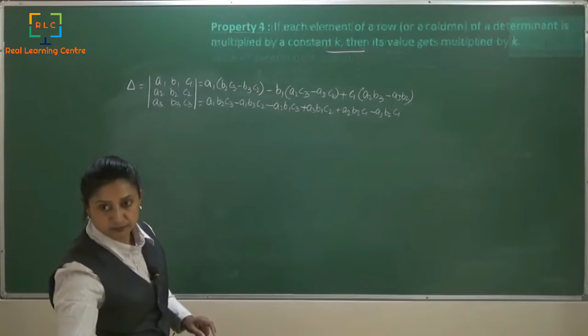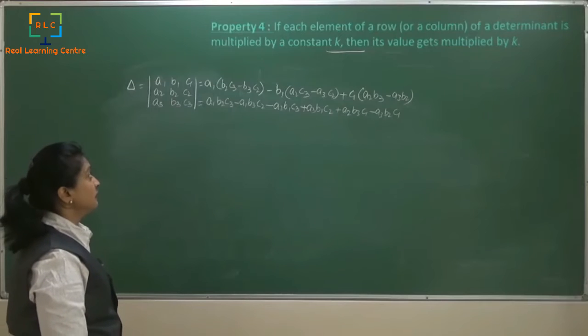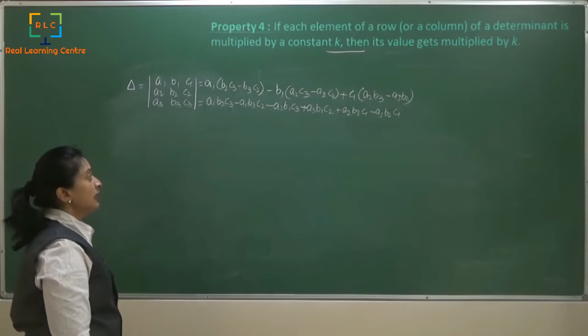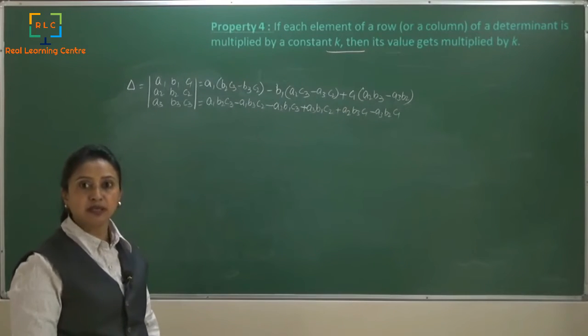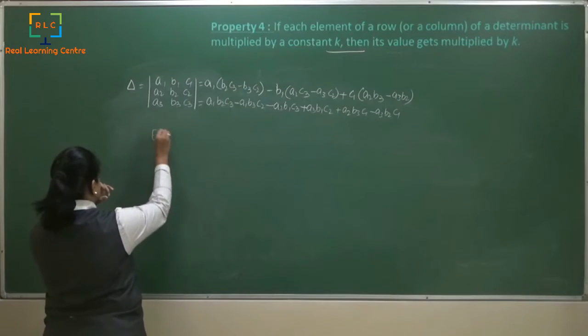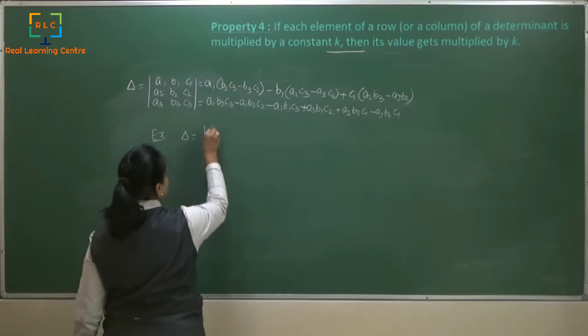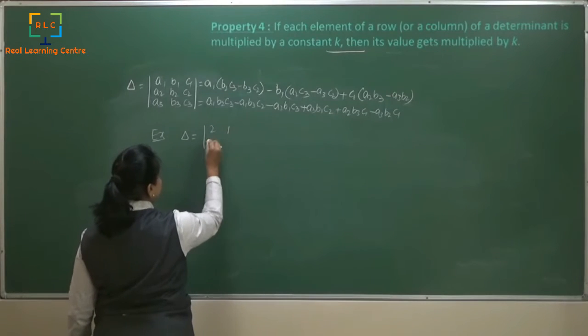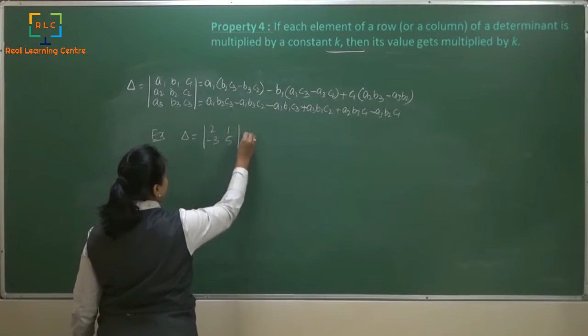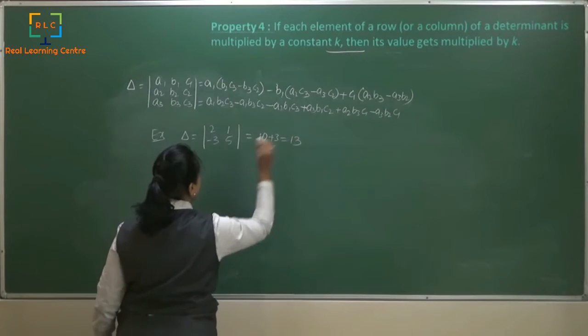What does it tell? If each element of a row of a determinant is multiplied by a constant k, then its value gets multiplied by k. Now what is the meaning of this? I shall give you an example for this, then you will clearly understand. Delta is equal to, so I shall take 2, 1, minus 3, 5. The answer will be 5 2s are 10 plus 3, which is equal to 13.